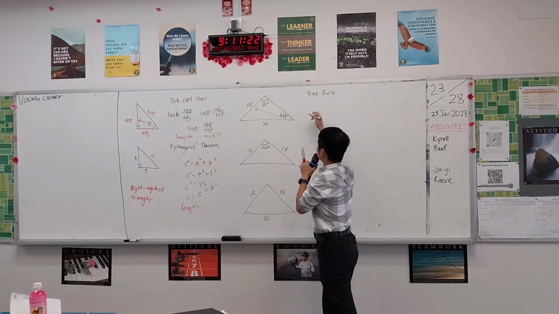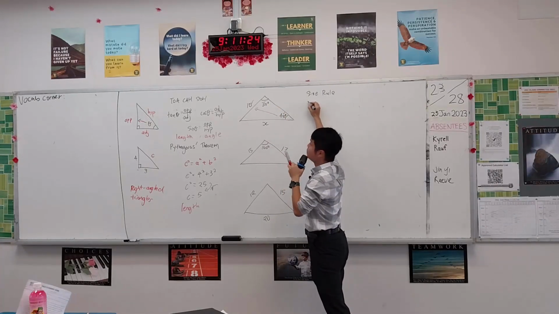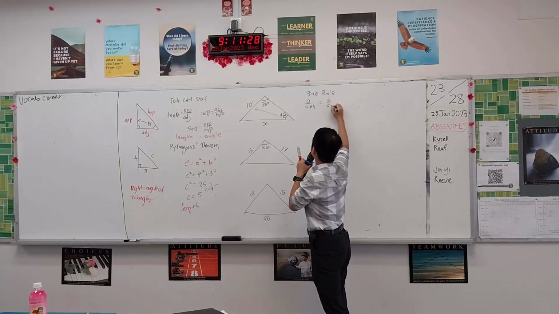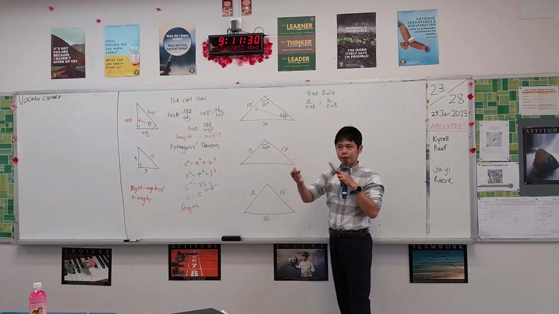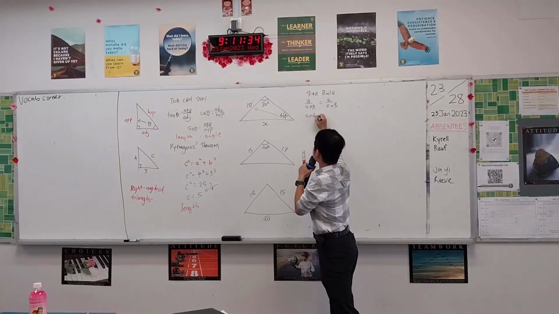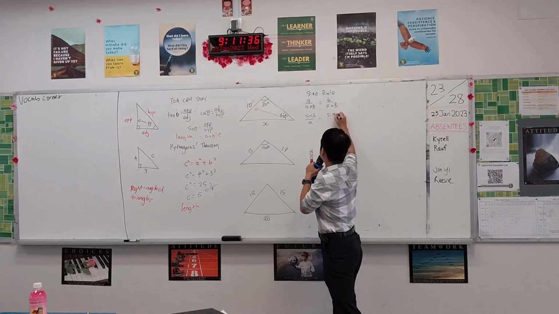Alright? So we will have the formula a over sine A equals b over sine B. Now don't worry, this is given during your exams, so you don't have to memorize. Or we have sine A over a equals sine B over b.